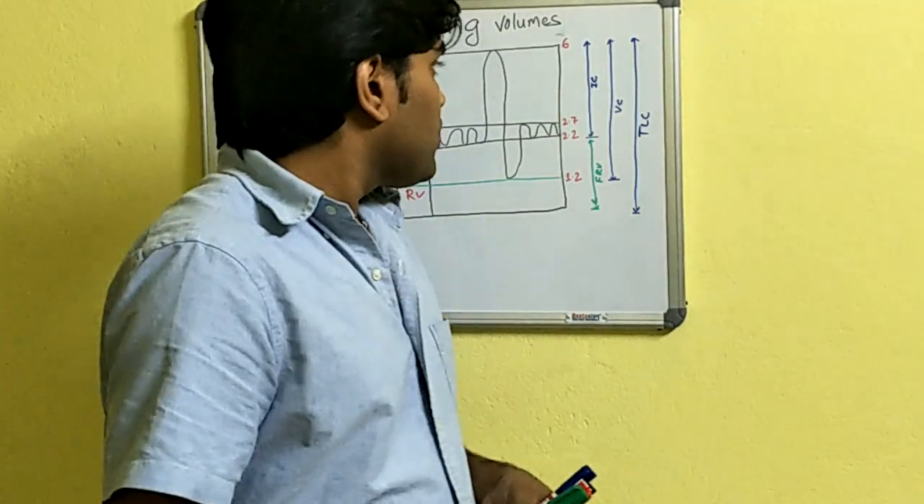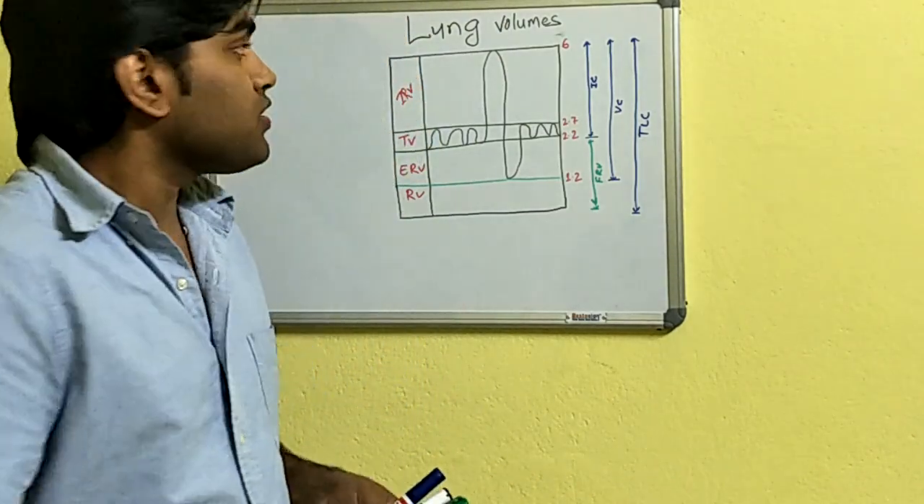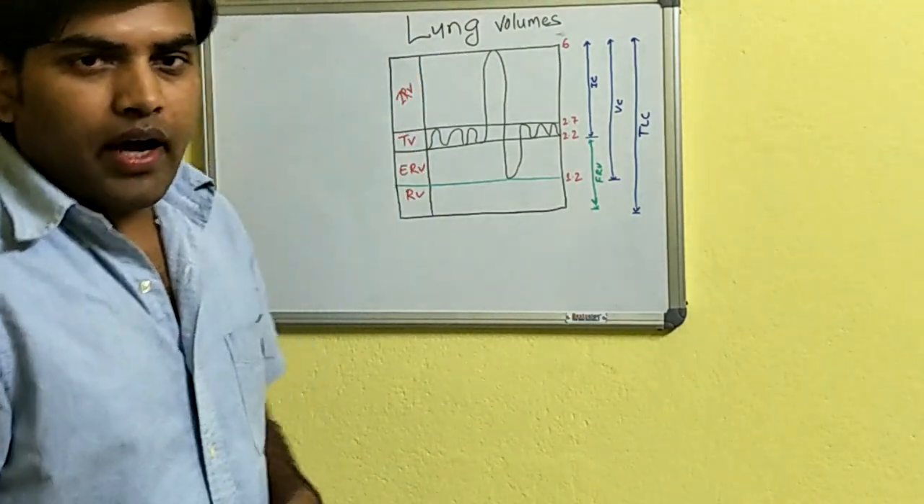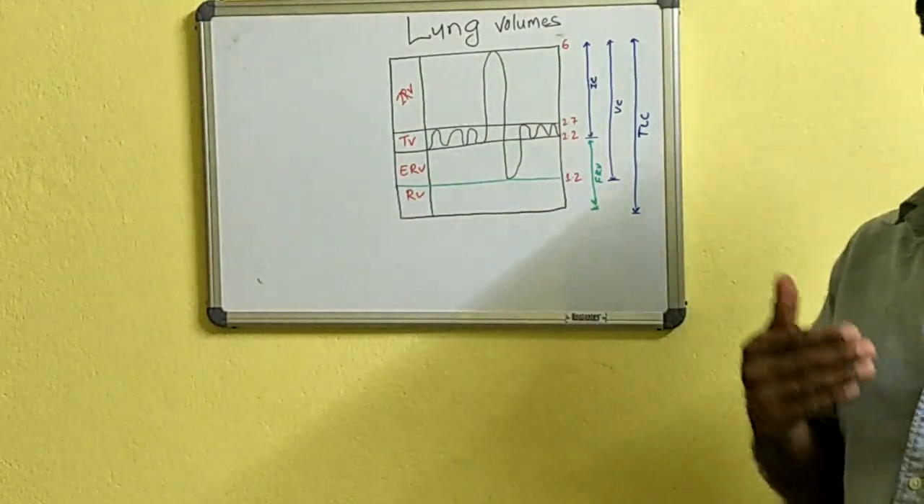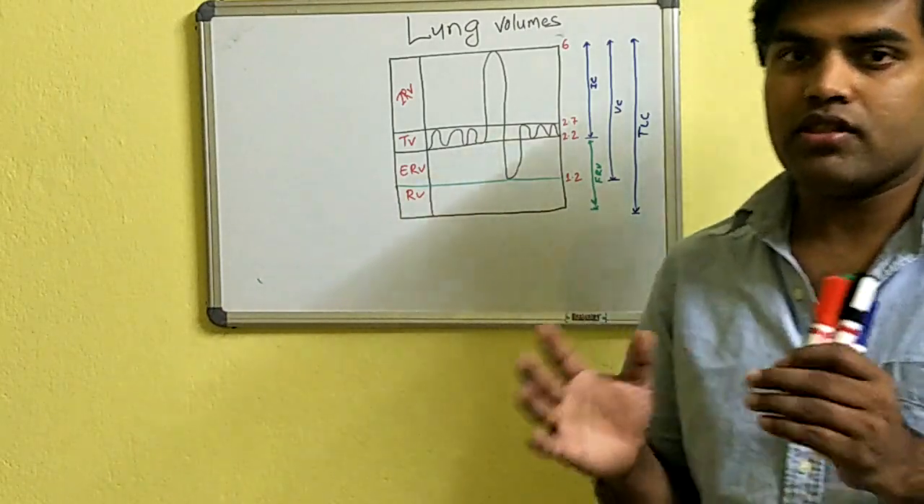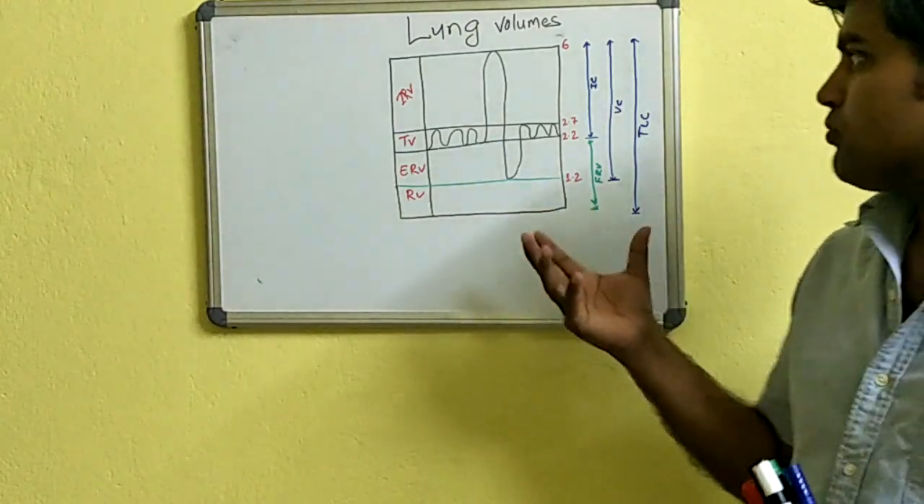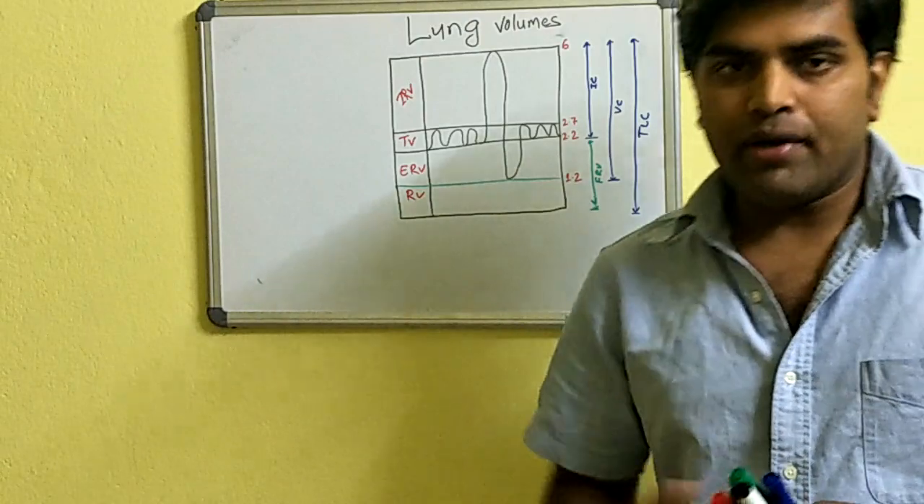Hello friends, today we will discuss lung volumes. Lung volume indicates that there are different things. This is lung volumes and capacities. Capacities are combinations of the volumes. We will discuss them one by one.